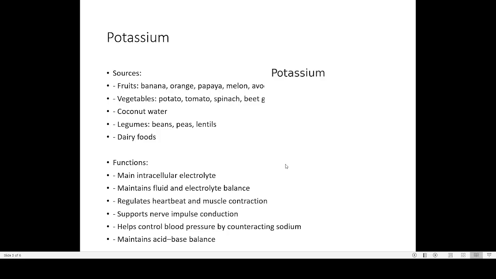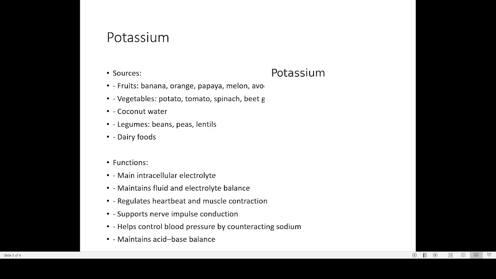So what I was mentioning is that potassium is a very important thing. The importance of potassium, I will tell you when I mention the function. Vegetables like potato, tomato, spinach, beetroot, etc. are rich in potassium. Coconut water. That is why when people are having some kind of stomach problem, people ask you to drink coconut water, because the water that we take from the coconut is actually rich in potassium.